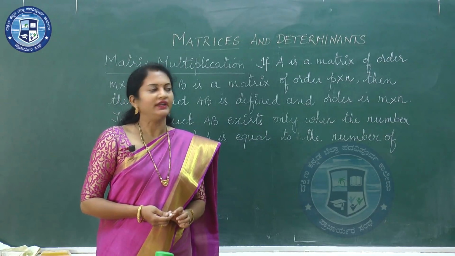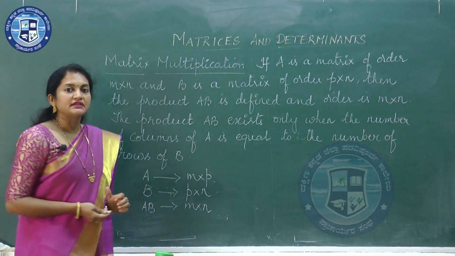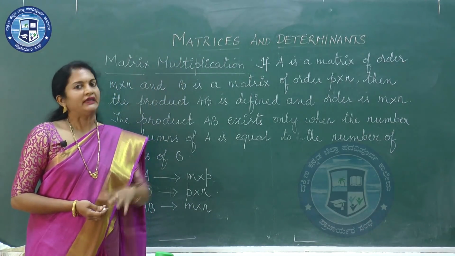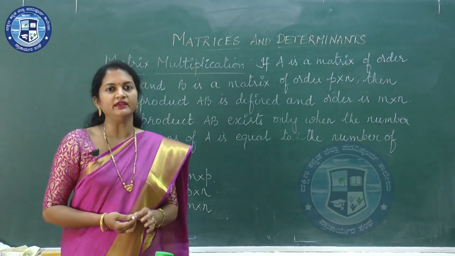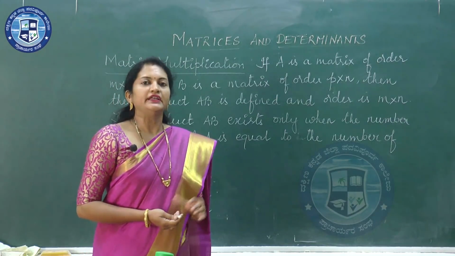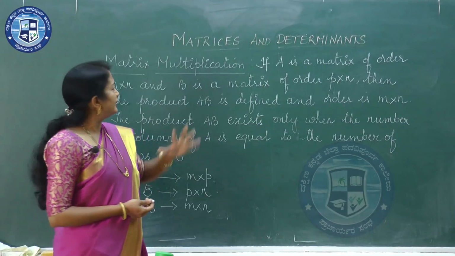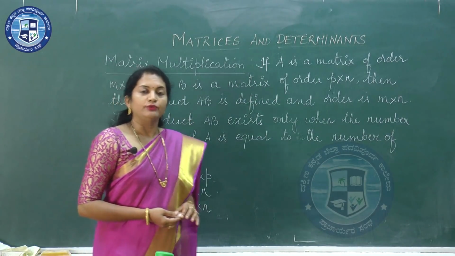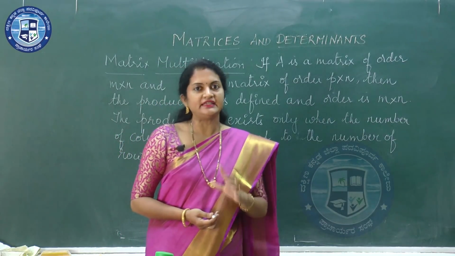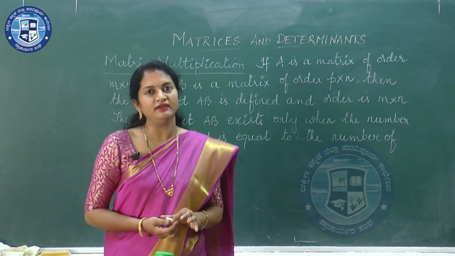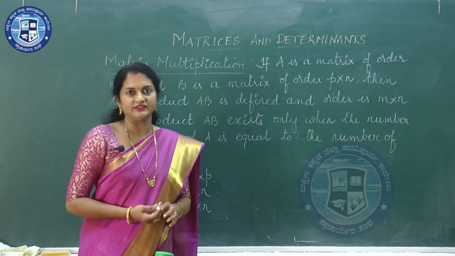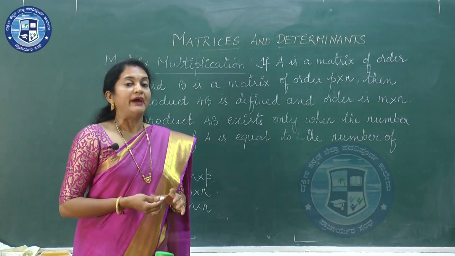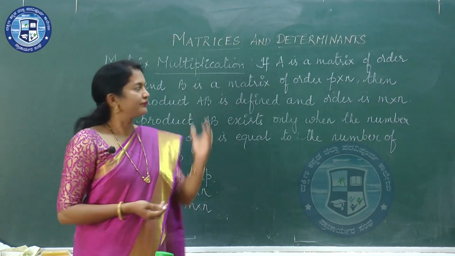In this session, we are going to discuss matrix multiplication. In the previous session, we had seen matrix addition. Now in this session, we are purely discussing matrix multiplication. Matrix addition, we had seen, is possible only when the order of the two matrices is equal. Now what is the condition for matrix multiplication?